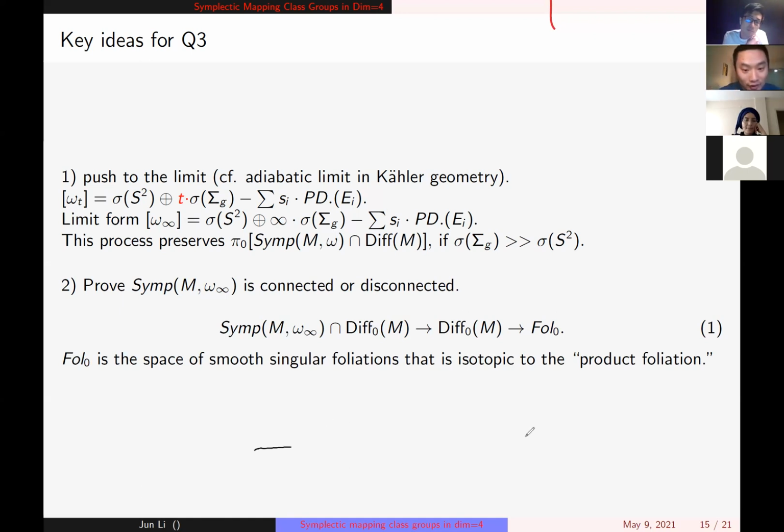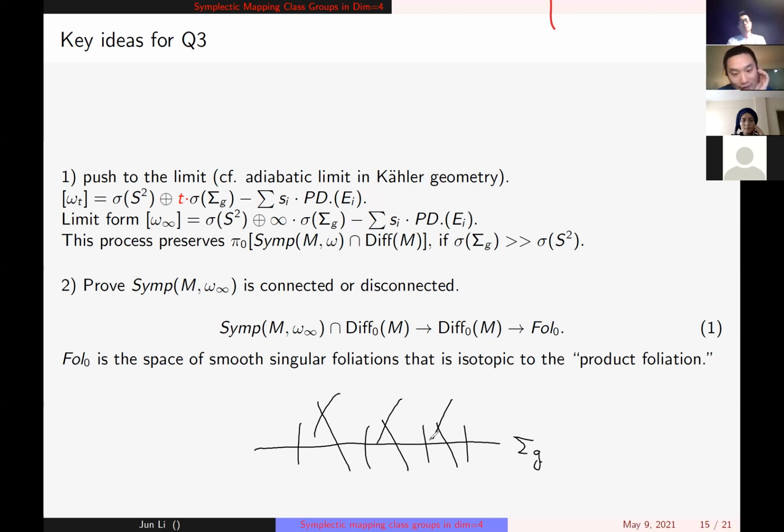If we take the blow down, there's a standard product foliation, foliating this ruled surface by P1s, where we have Sigma_g as a base. Then if we blow that up, we are going to have something like this: singular fibers, where a sphere breaks into two spheres or more spheres.